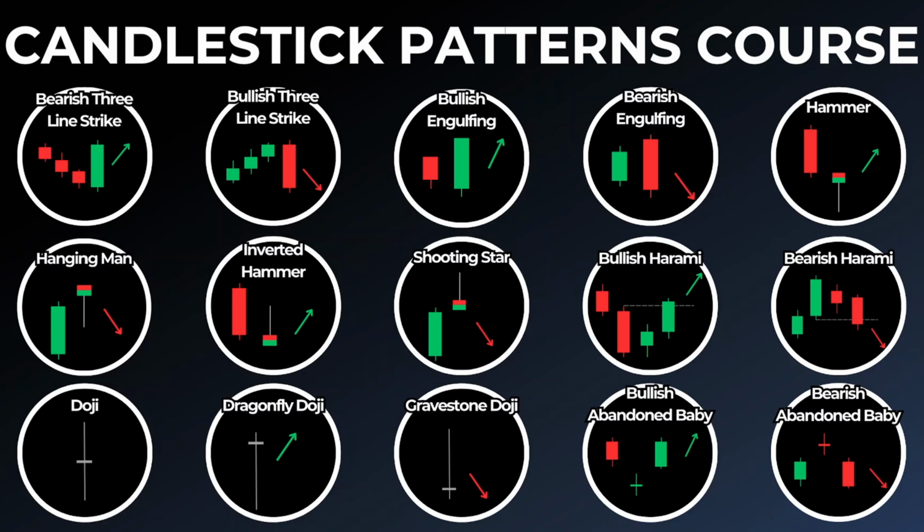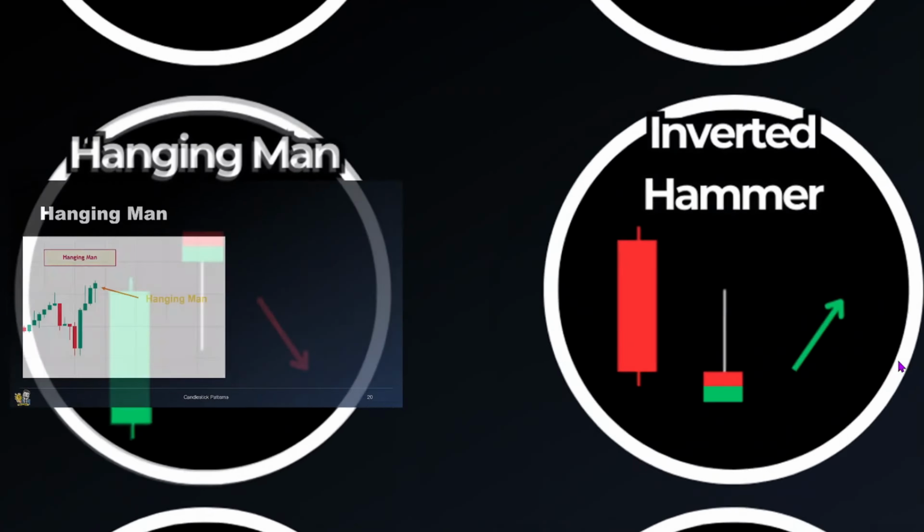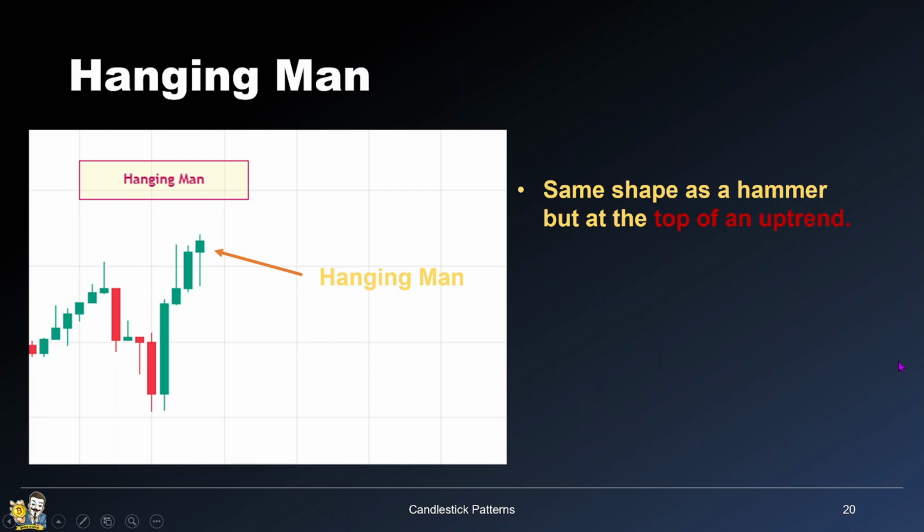Let's study the hanging man pattern. The hanging man has the same shape as a hammer, but appears at the top of an uptrend instead of the bottom of a downtrend. In fact, as we can see in this picture, there is a long, bearish wick and a small body at the top. The signal is simple. If there's a breakout below the low of this candle, we have to enter short.